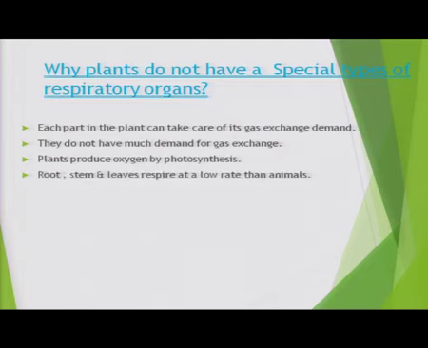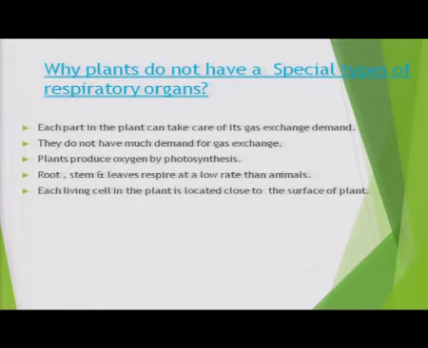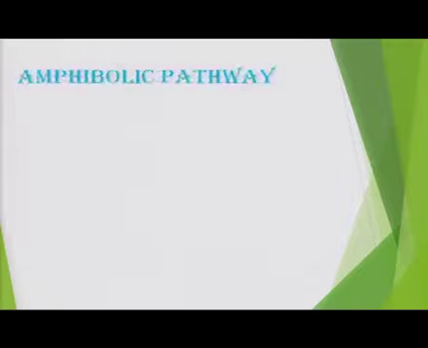Next, root, stem and leaves respire at a low rate in comparison to animals. Each living cell in the plant is located close to the surface of the plant. So, plants do not have a special type of respiratory organ in comparison to animal cells.